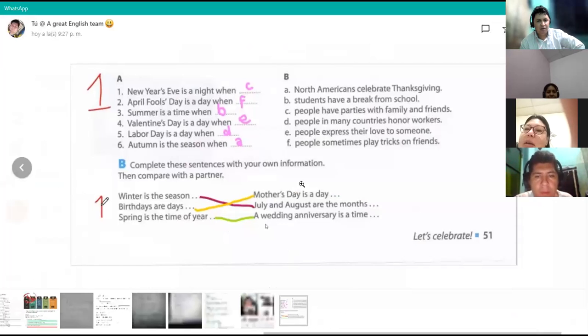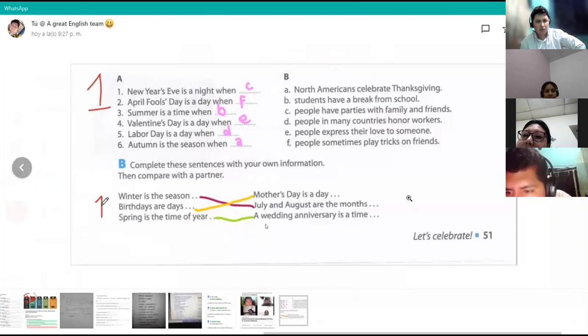En esta, en el matching part, over there. Vamos a ver, April Fool, de la F, correct. Summer is the time when students have a break from school. Yeah, correct. De hecho, ahorita están en summer los estudiantes en Estados Unidos. Están en break. Valentine's Day, de la E, la gente se da amor. Labor Day.